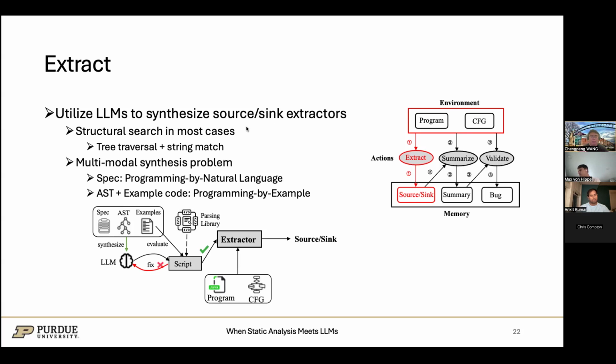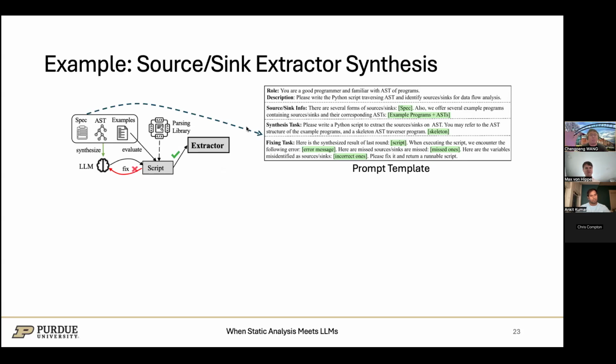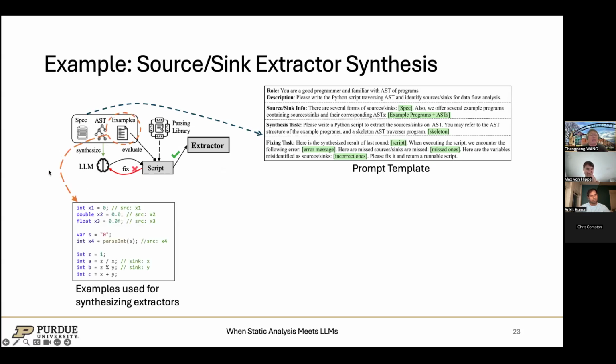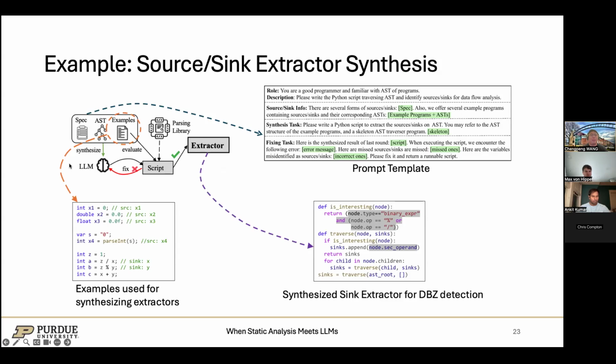So we want to leverage the model to synthesize a script to identify the sources and sinks. For example, we can just provide this prompt template and write this example code. This is actually a very traditional programming-by-example problem, and we can use the model to synthesize a script program to identify all the sources and sinks in this example program. So based on the program-by-example schema, we can finally obtain the source extractor and sink extractor.